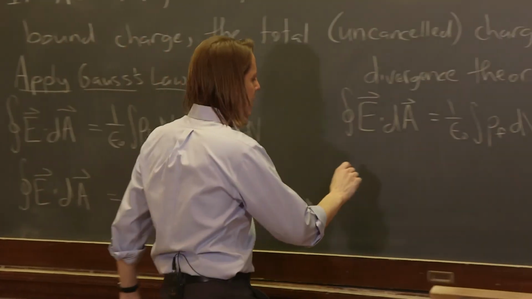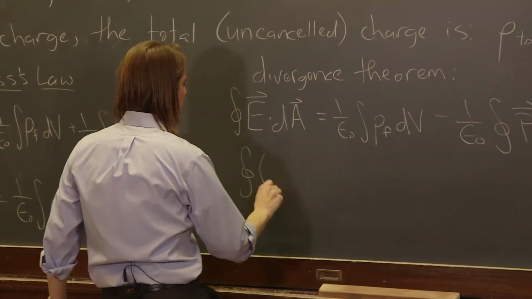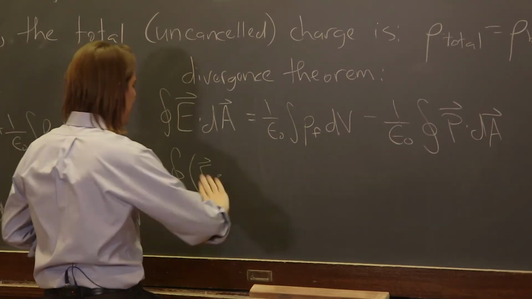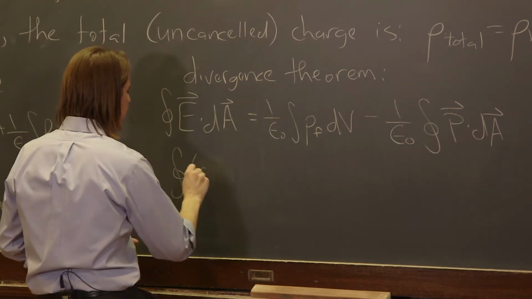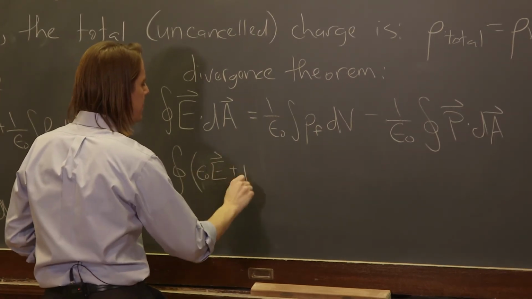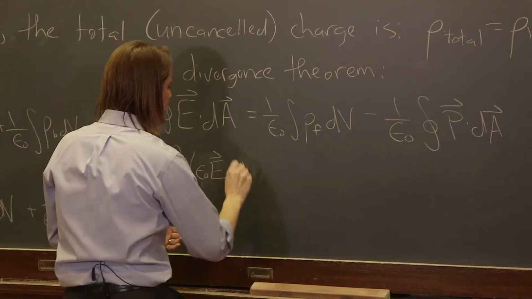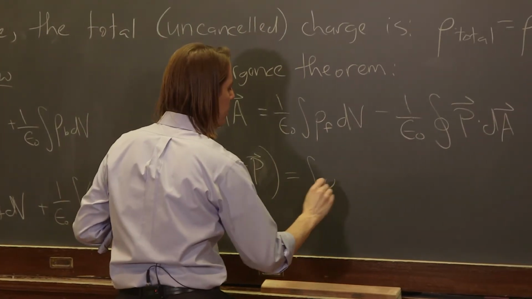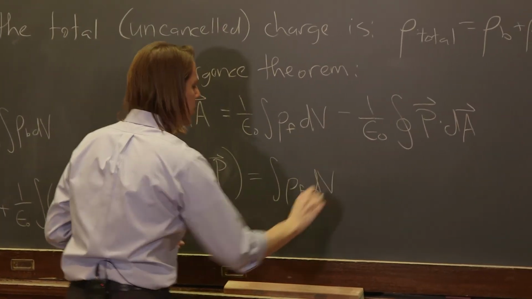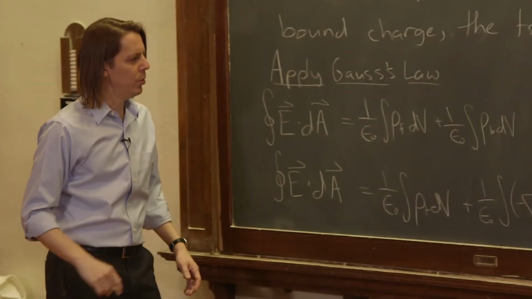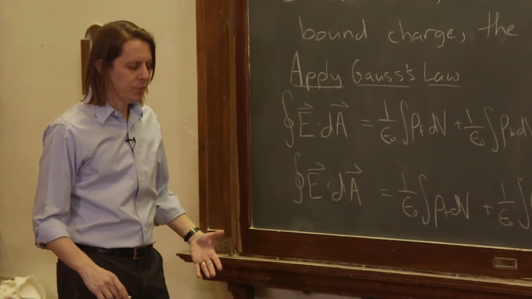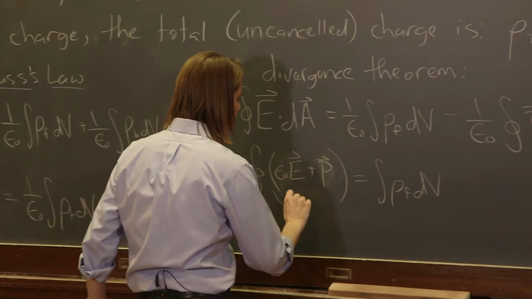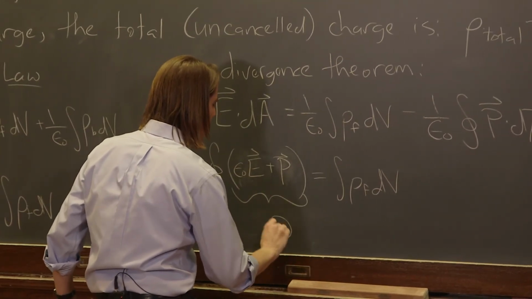So we can bring this over here and say it's the integral around the closed surface of epsilon naught E plus P, since we also have to multiply through by epsilon naught, equals the integral of rho free dV. So the epsilon naughts went away. And this is actually the useful way to apply Gauss's law to find the electric field. But what we do is we give this a new name. This is what we call D.